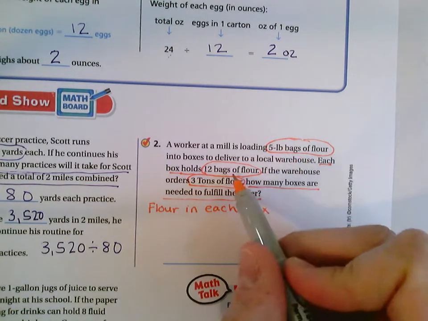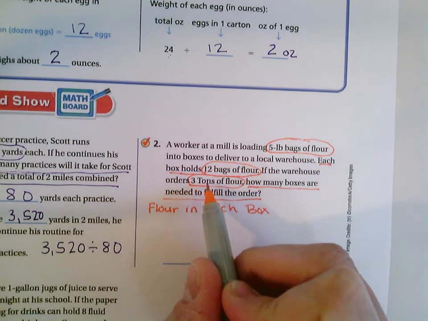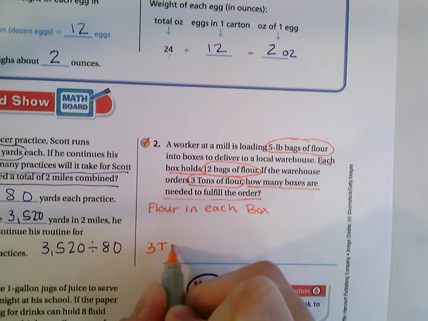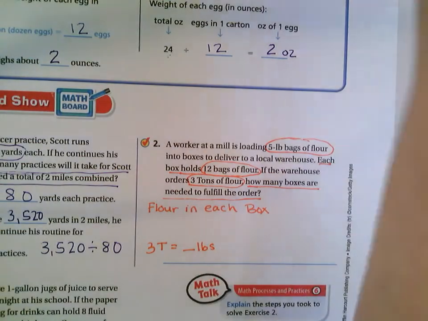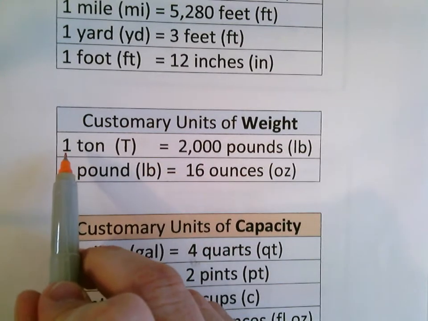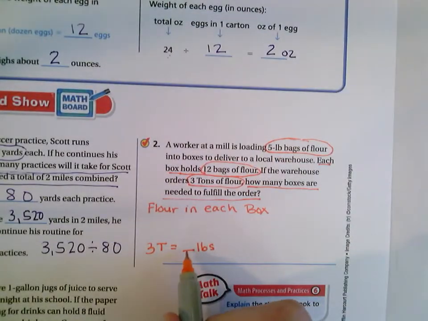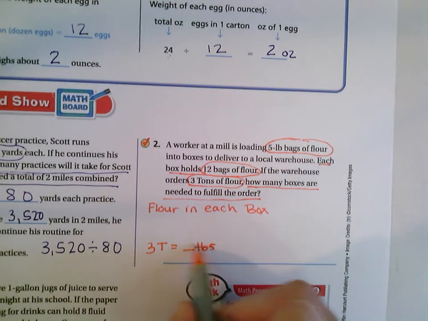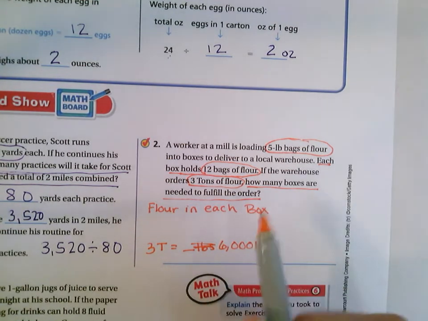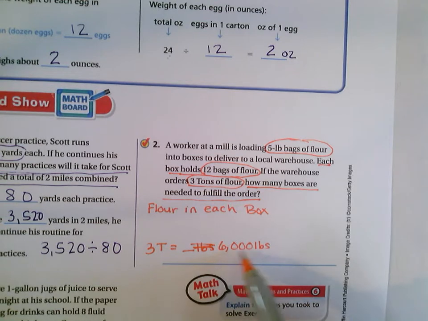And we're dealing with pounds, right? We have 5-pound bags of flour. So we're going to have to change these tons to pounds, right? So 3 tons is how many pounds? Well, again, I can use my weight. 1 ton is 2,000 pounds. So 3 tons is going to be 3 times 2,000. I always make my line way too small. So 3 tons, 3 times 2,000 is 6,000 pounds. So I need to know how many boxes are going to be in 6,000 pounds.